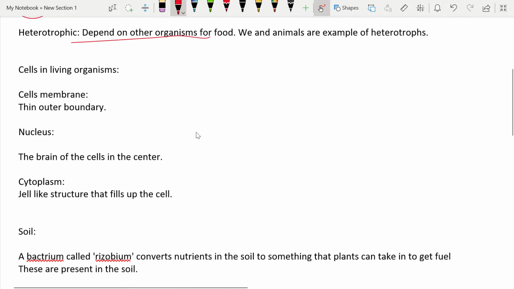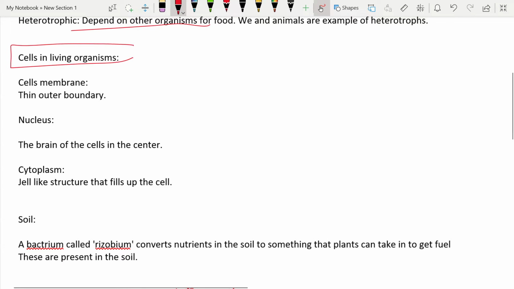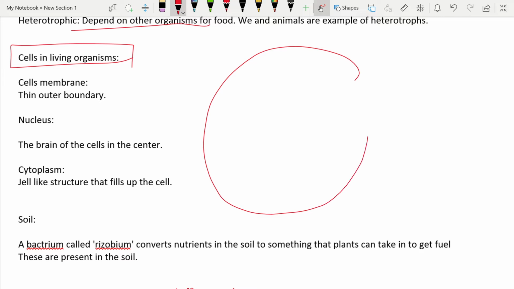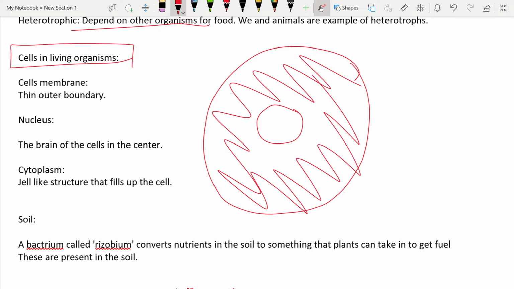Cells and living organisms. Let's learn about cells. What is the cell membrane? Cell membrane is the thin outer boundary. Now let's make a cell over here. This is the membrane. Let's move on. There is a nucleus. This is the brain of the cell and it is in the center. So let's make a little nucleus in the middle. Okay, now we have the cytoplasm, a jelly-like structure that fills up the cell. So you have got cytoplasm all over here. So this is how a cell will look.